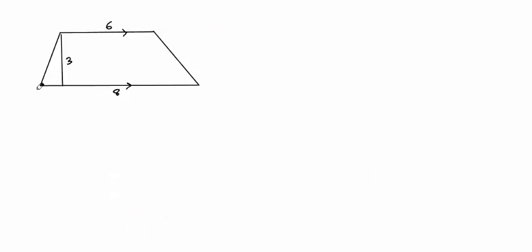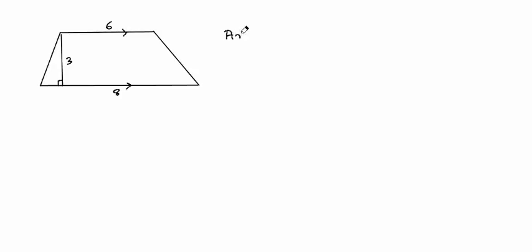We have a trapezoid here. The lengths of the two parallel sides, these arrows indicate they are parallel, are given to be 6 units and 8 units. If you do not see a unit, meaning if you do not see a centimeter or a meter or something, you could just say it's a 6 unit length and an 8 unit length. And the perpendicular distance between the two parallel sides, this is assumed to be a right angle, is given to be 3 units.